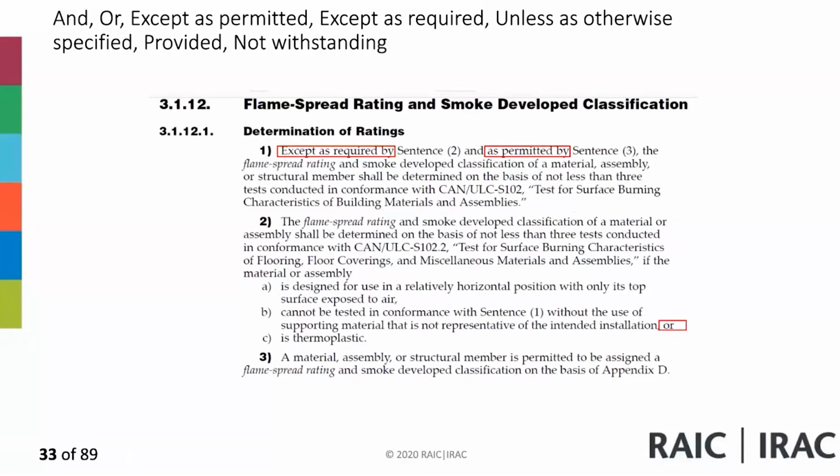Except as required by and as permitted by. So now we have a sentence that tells me the flame spread rating and smoke developed classification of a material, assembly, or structural member shall be determined on the basis of not less than 3 tests conducted in conformance with CAN/ULC S102.